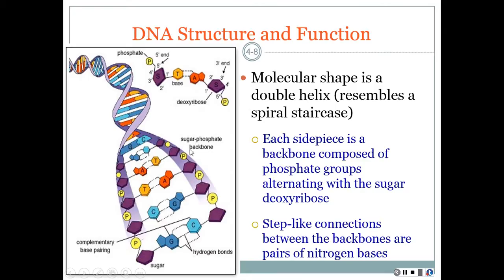Now when we look at the structure of the DNA, yes, it does look like a staircase. We have our steps, and then we have our backbone. The backbone is composed of a phosphate group alternating with a sugar, deoxyribose. So here are your phosphates, and here are your sugar groups, which are your deoxyribose. We're just doing the DNA, okay?